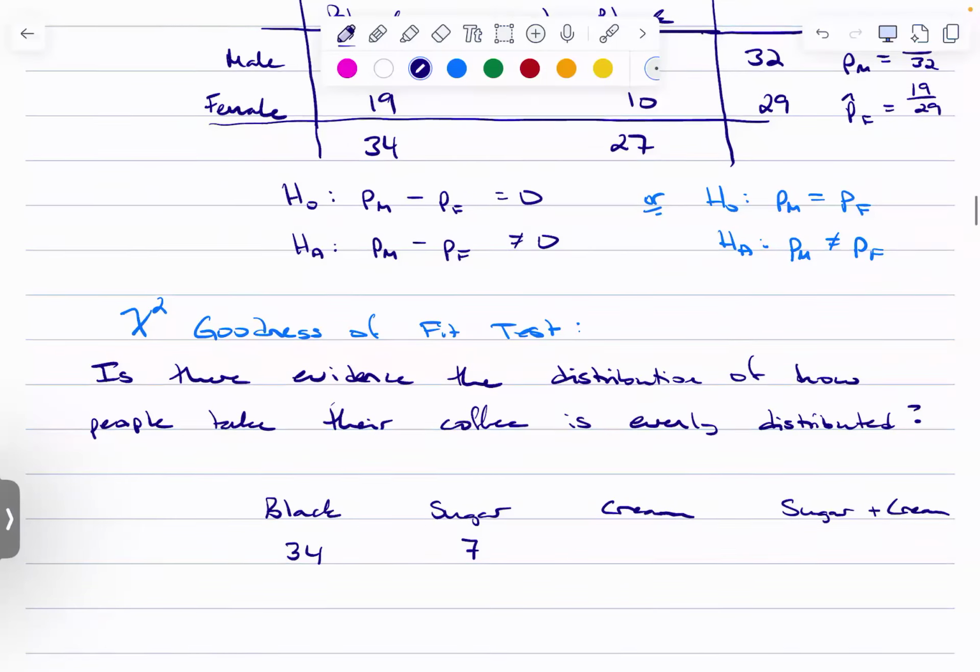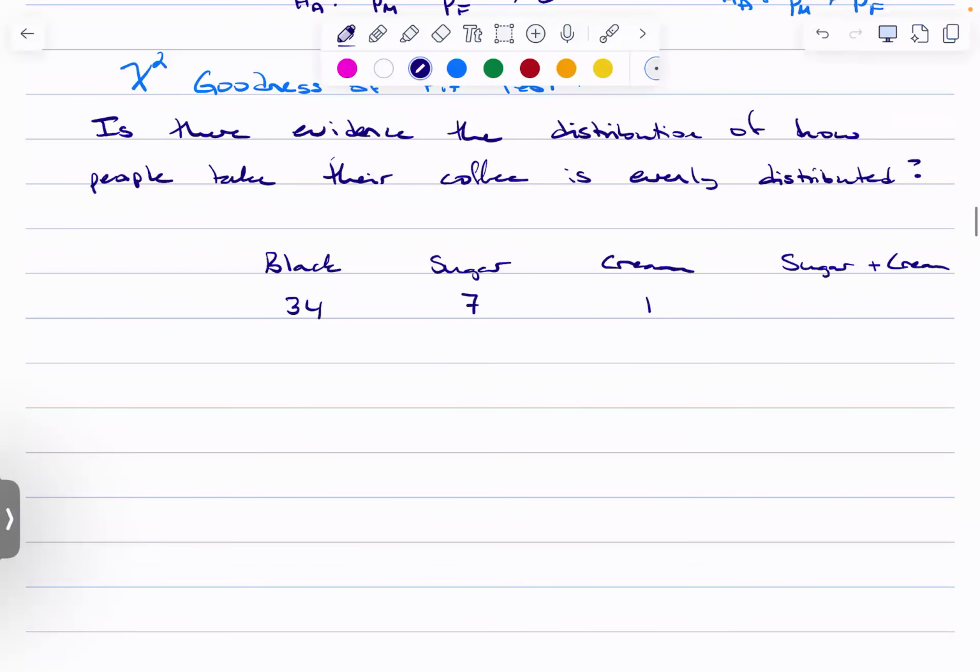7, 10, and 10. Kind of cheating, but kind of not. Does this look like an even distribution? Not really, right? And that's probably why we want to analyze it, but also I just made these things up. And so here I've got my counts.